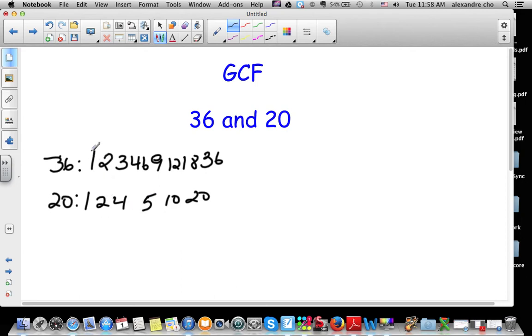So you want to see which ones they have in common. They have the 1s in common. They have the 2s in common. They have the 4s in common. And that's about it. So the GCF of 36 and 20 is 4. Okay, that's one way of doing it, which is listing all the factors. You got to be really comfortable with your times table, which you should be by now. Okay, another one is the slide method. And hopefully you still remember. You can write 36 and 20.